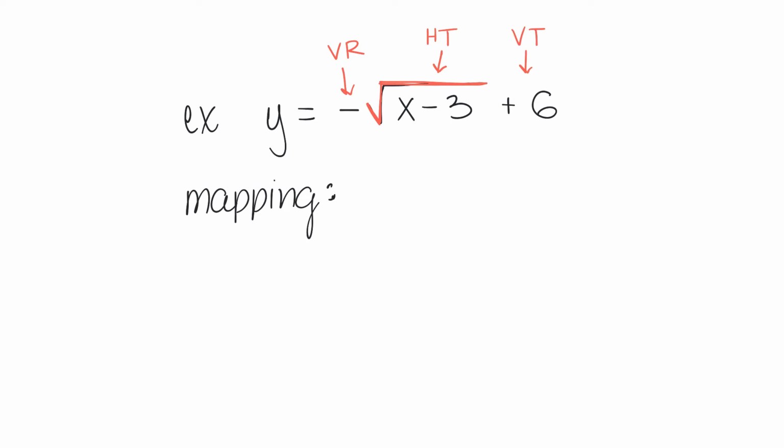So my mapping notation, again, I'm going to just draw my x, comma y, and then my vertical reflection happens to the y, throw a negative. My horizontal translation is opposite on the x, so plus 3. My vertical translation is plus 6 on the y. That's it, I'm done.